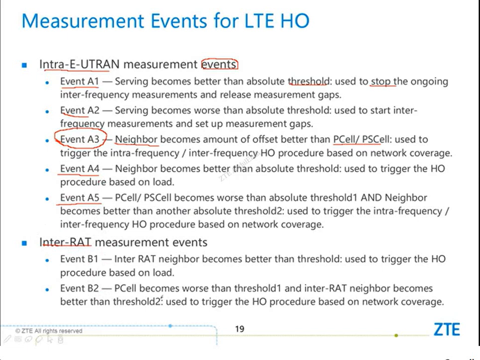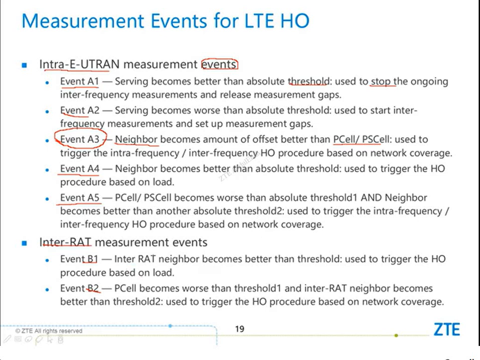For example, if the UE wants to hand over from LTE to the UMTS system based on load, we can use B1. And B2 is similar to A5. That means the LTE serving cell should be lower than a threshold and the UMTS neighbor cell's quality higher than a threshold. If they are both satisfied, we can hand over. So these are the events in LTE handover.